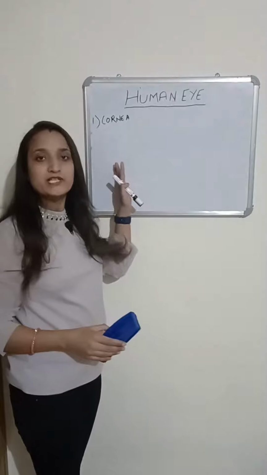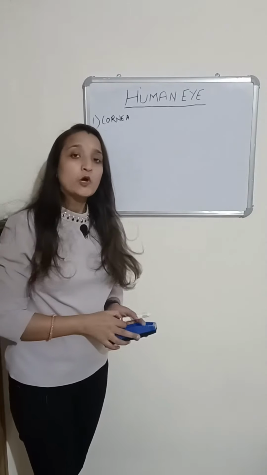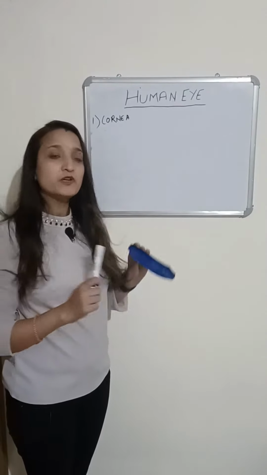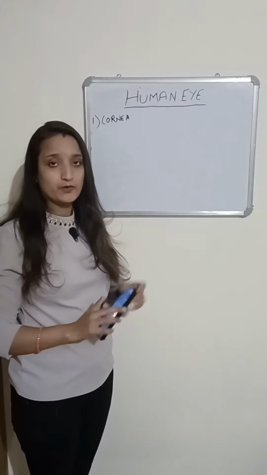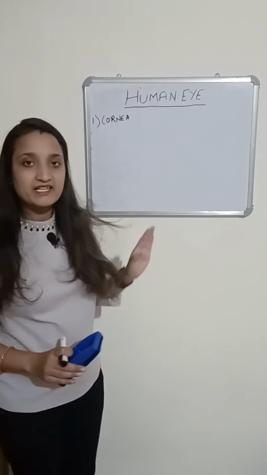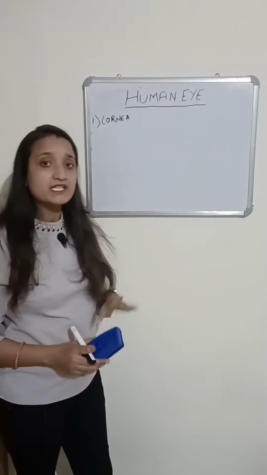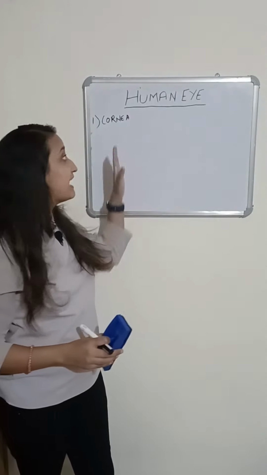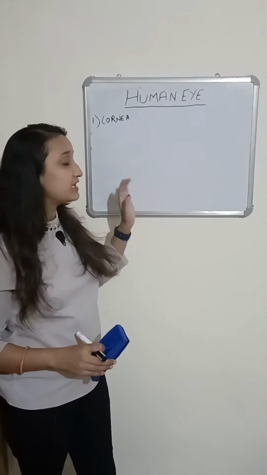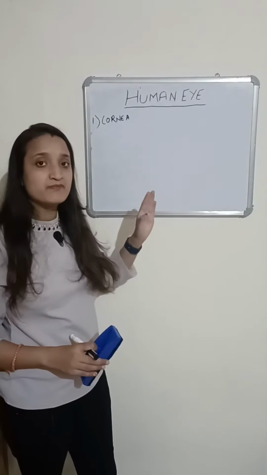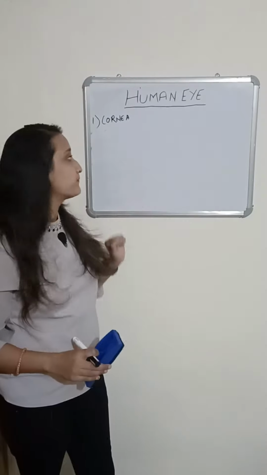First of all, I am going to tell you about the cornea. Cornea is the transparent and outermost covering of the eye. Okay? Light enters through it. The eyeball is spherical in shape. It acts as a lens. What is its function? Its function is it bends or refracts the light.